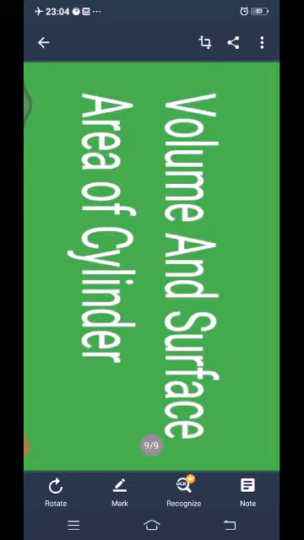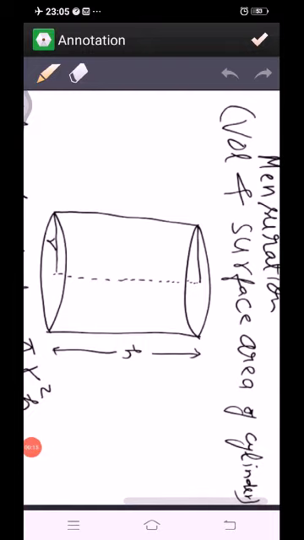Today we will start our new topic, volume and surface area of cylinder. So we have now a new topic, mensuration. In this, first of all we will study volume and surface area of cylinder. So first of all we will know what is a cylinder. A cylinder is a figure formed by rotating a rectangular lamina about any of its sides. So we get a solid figure that is called a cylinder.